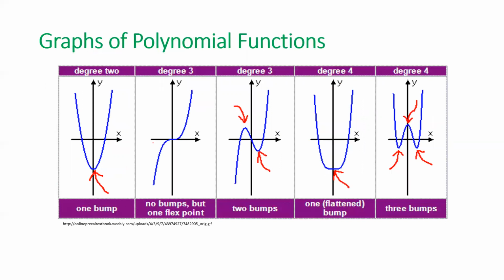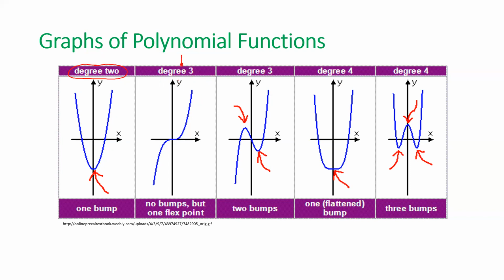Okay, so these are the graphs of the polynomial function. We know that if the polynomial function is of degree 2, it is a quadratic function, and we already know that its graph is a parabola that opens upward or downward. But if we have polynomial functions of degree 3 or higher, then the graph has different variations.